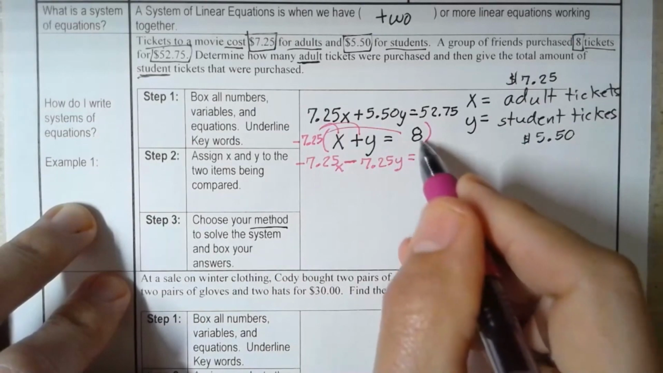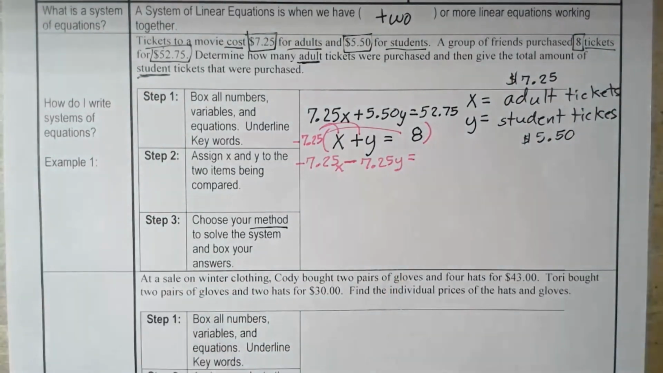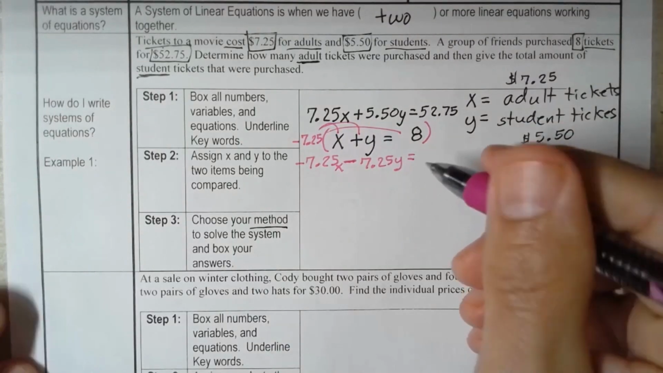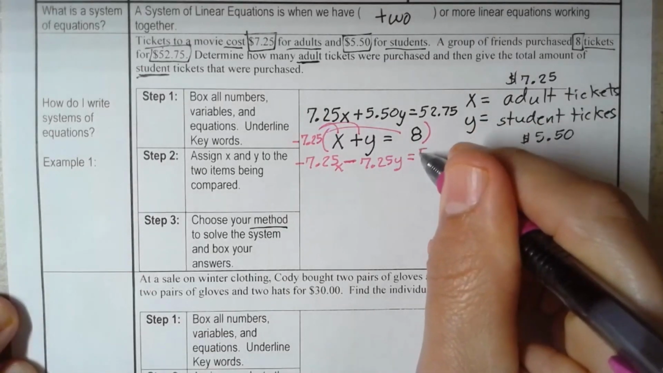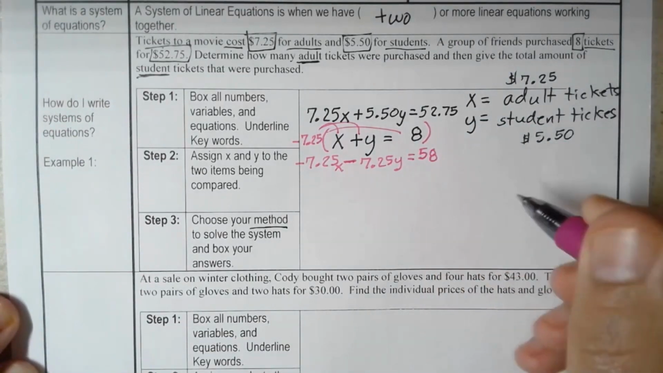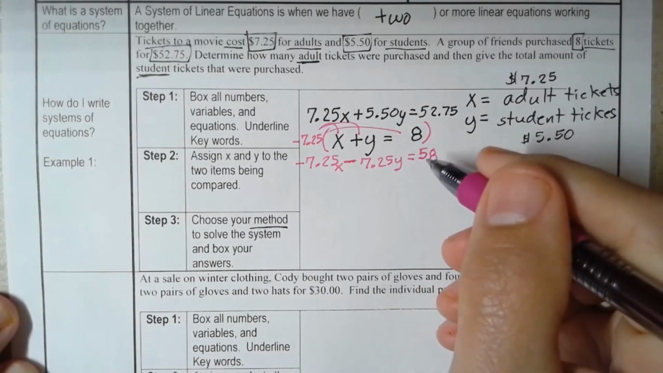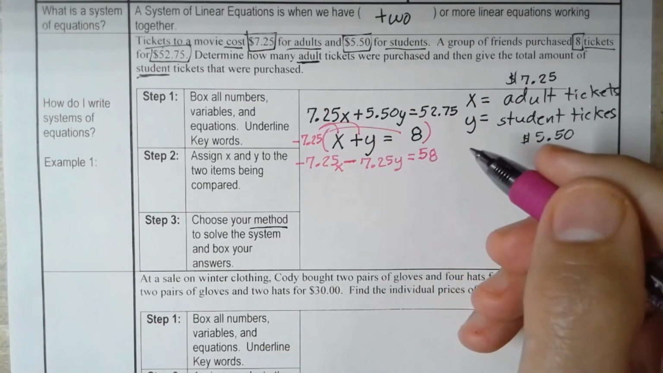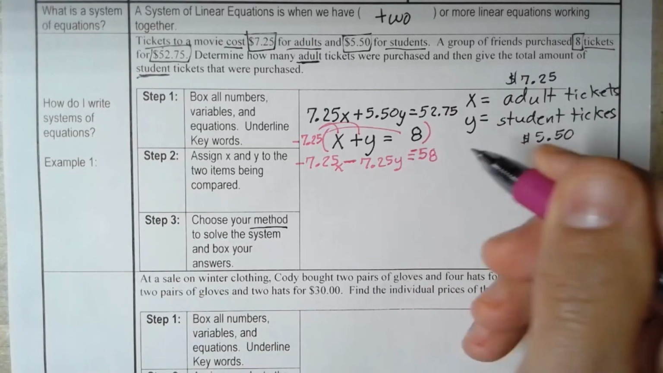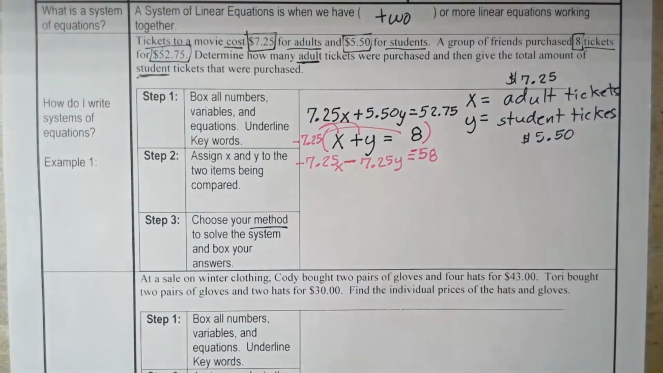Now, I'm going to be honest with you, I'm not going to do that one in my head. I'm just going to get my calculator right quick and multiply that out. In my calculator, if I do negative 7.25 times 8, that gives me a total of $58 even. And that's going to be a negative $58.